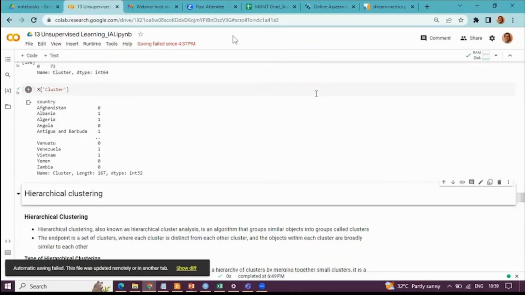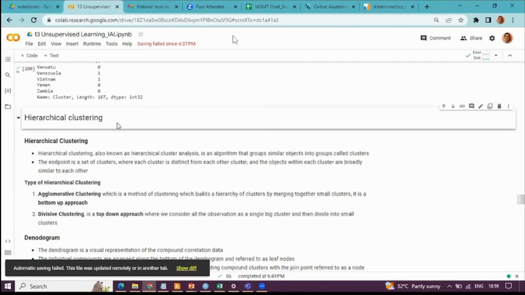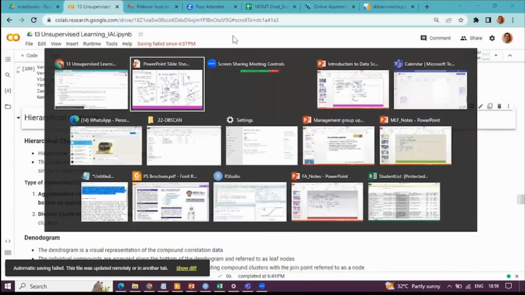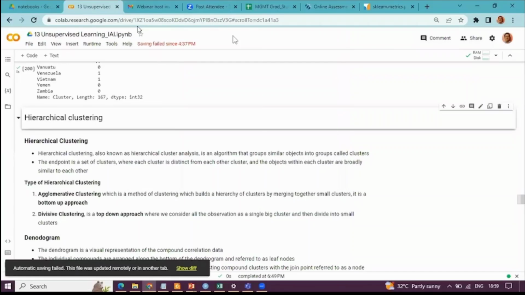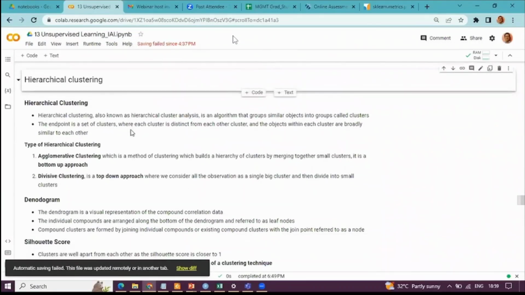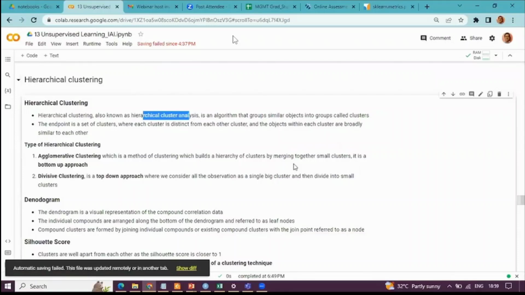The next approach is hierarchical clustering. This is a slightly different mechanism. Though it uses distances only, even this mechanism uses the distance between the observations only to do the clustering. So all that Euclidean and all that we have used come in handy here as well. It is also called hierarchical cluster analysis. It groups similar objects called clusters.